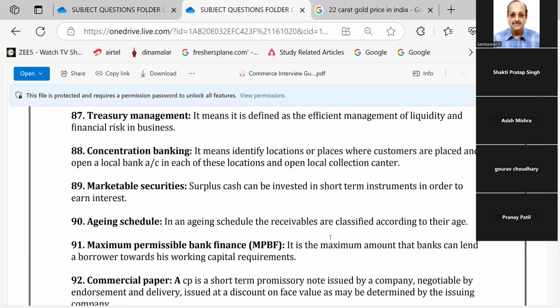90. Aging schedule. In an aging schedule, the receivables are classified according to their age. That is, receivable means the loan we have given, how much time does it take to come back. I have sold some commodities 6 months back, 10 months back, 1 year back. 1 year back is now becoming bad debt. It may not come. So to determine the soundness of that debt, this aging schedule is done.